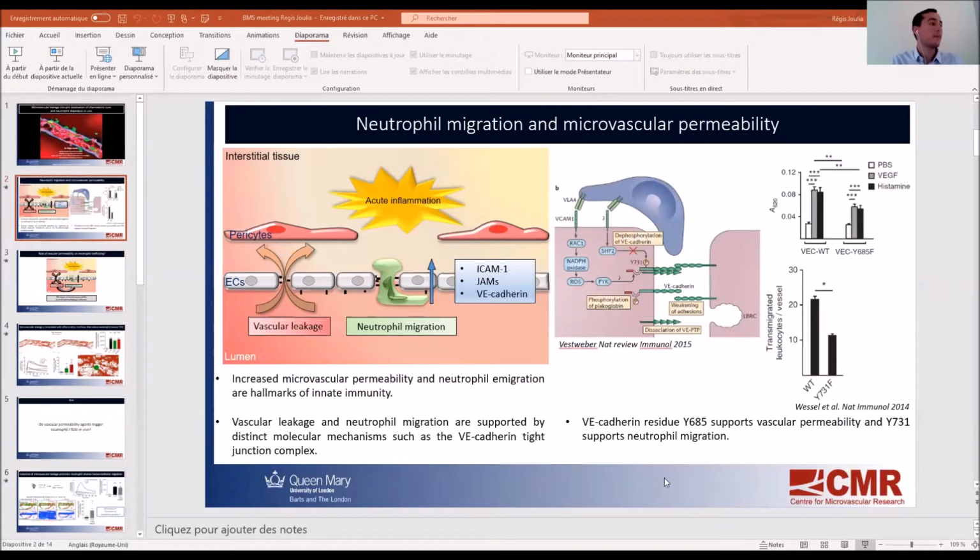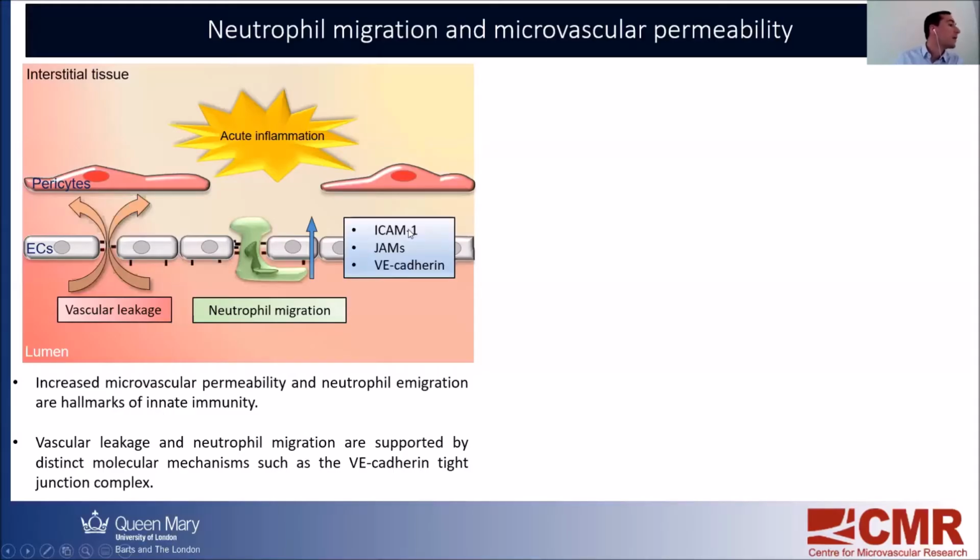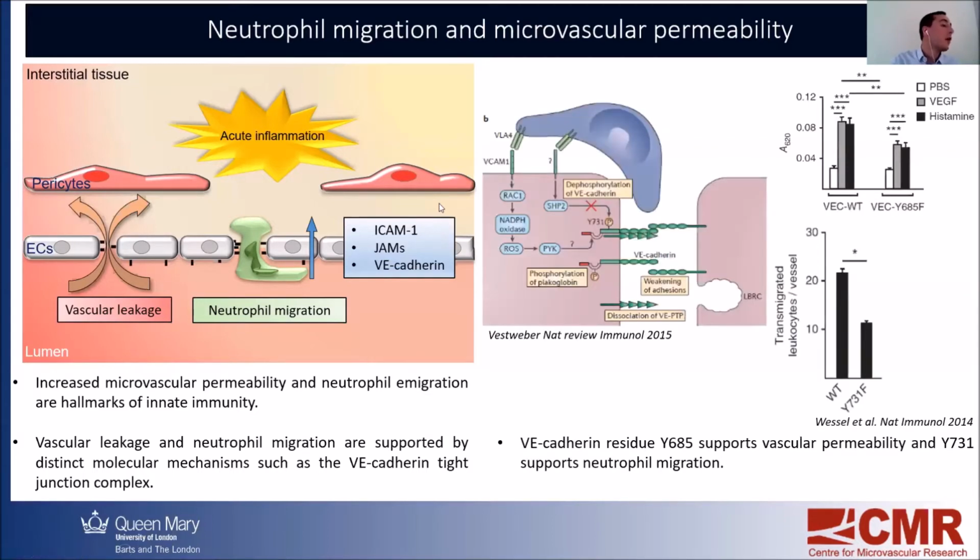So, the integrin molecules. These two phenomena are temporally associated, but they are supported by distinct molecular mechanisms, such as the VE-cadherin tight junction complex. And it has been shown by the team of Dietmar Vestweber, for example, that the VE-cadherin residue Y685 supports vascular permeability and Y731 supports neutrophil migration.